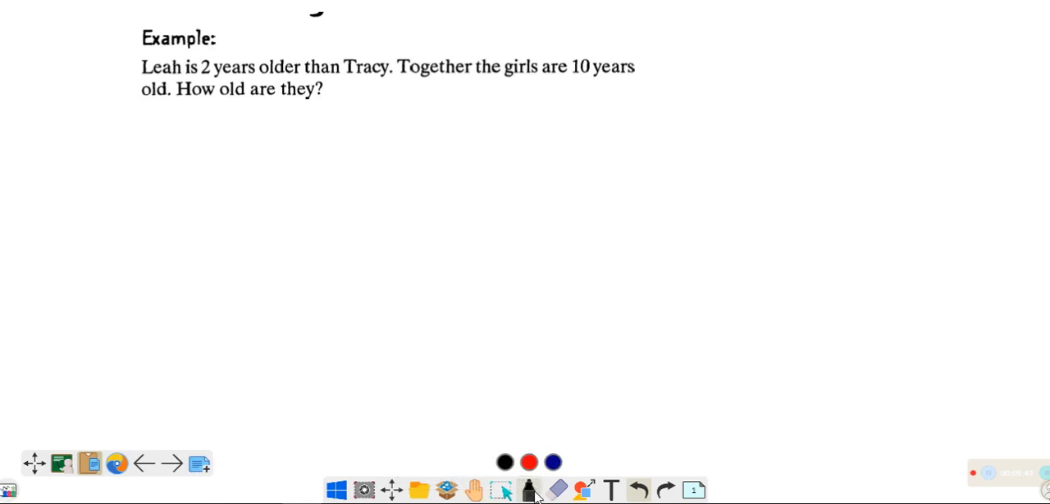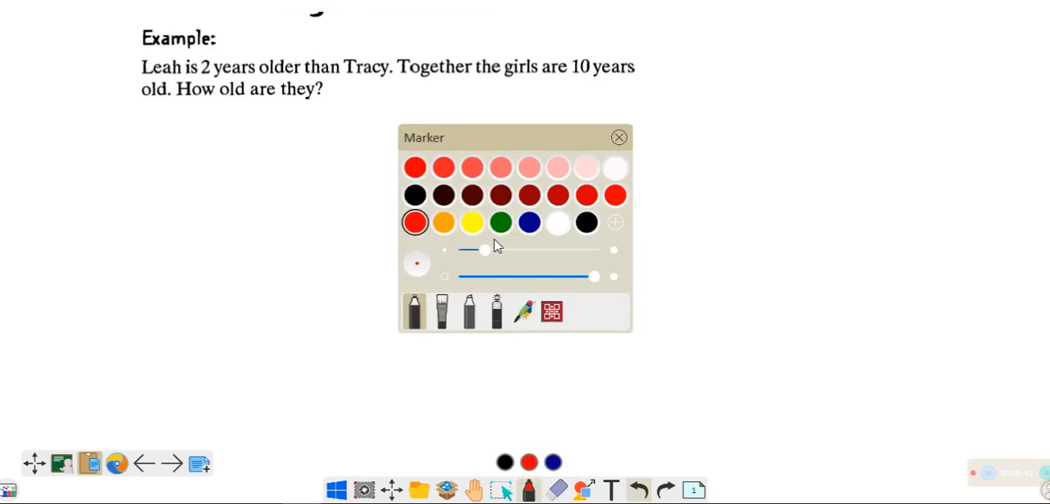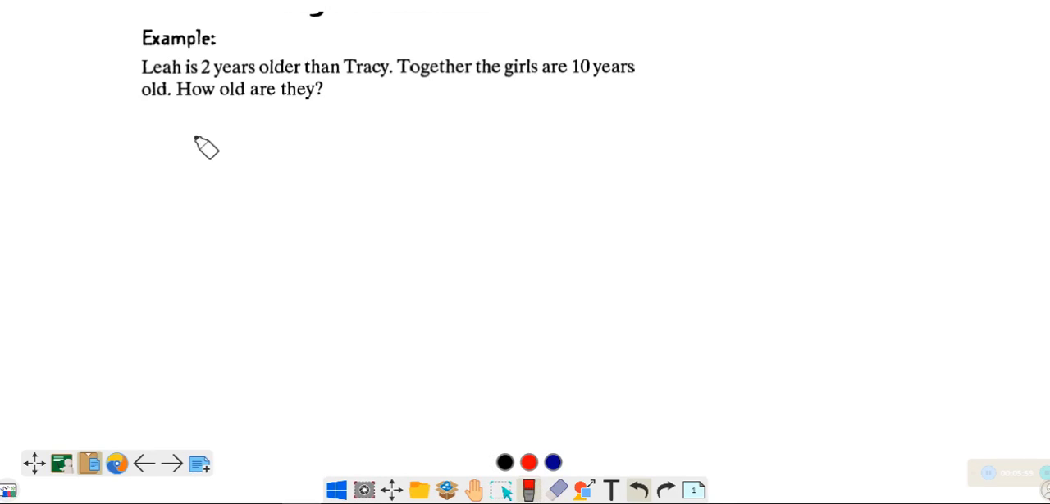So, let's start with the variable for Leia and Tracy. So, si Leia daw ay 2 years older than Tracy. So, gamitin natin ay variable na t for Tracy. Ayan. So, si Tracy, variable niya is t. Si Leia ay 2 years older than Tracy. So, that is t plus 2.